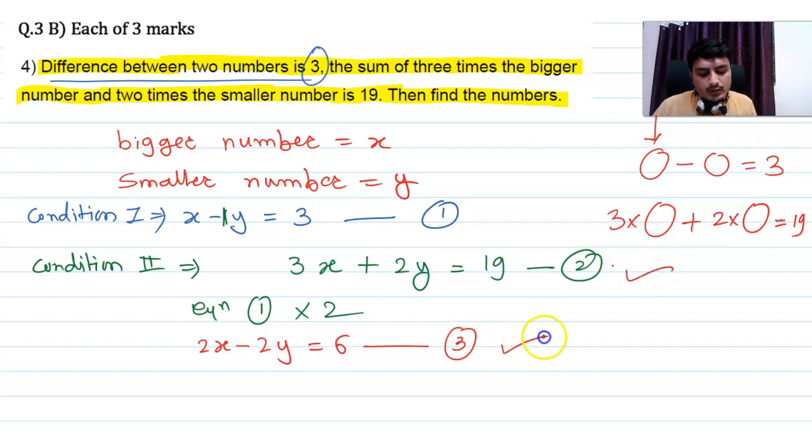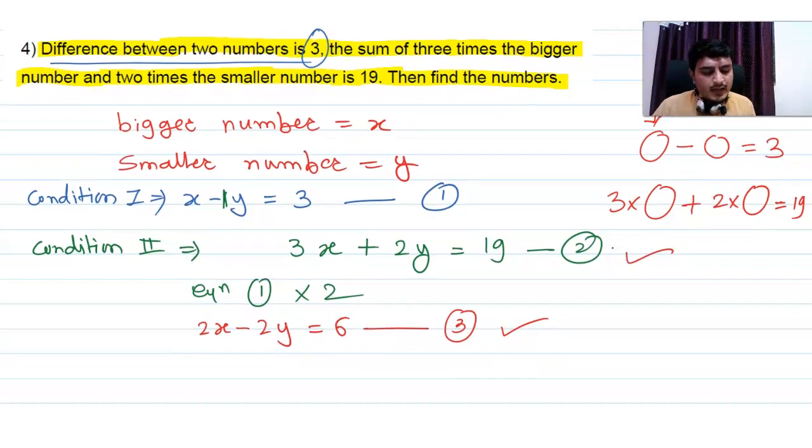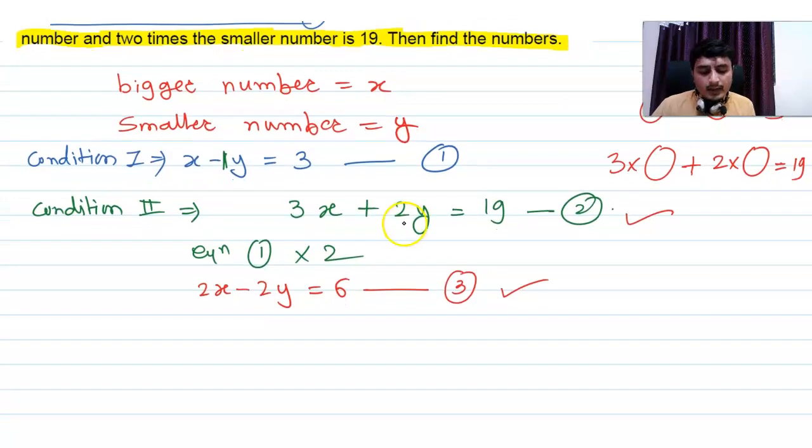Look at equation 2 and 3. Once we add them up, why do we have to add them up? Because 2y minus 2y gives us 0, or gets cancelled. That means our target is to eliminate y from the given equations. So let us add up equation 1 and equation 2.